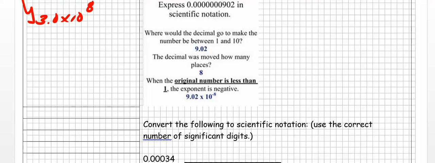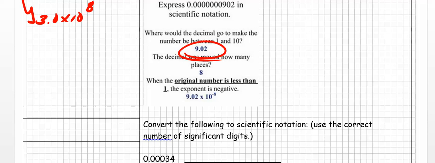So how do we do this? Well, where would the decimal go to make the number between 1 and 10? The decimal is currently here. If I had to make the number between 1 and 10, I'd put it right here between the 9 and the 0. That would make it 9.02, right? 9.02 would put the left number between 1 and 10. I can only have one number to the left of the decimal.